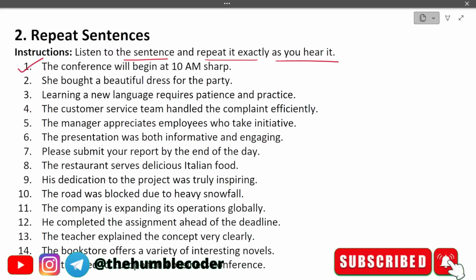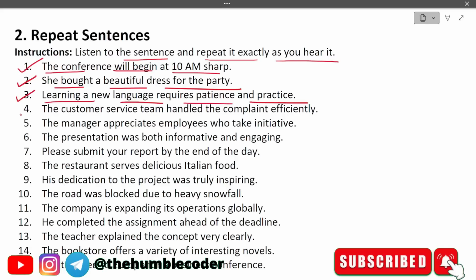You just listen to it and then practice saying it aloud. Okay. The conference will begin at 10 a.m. sharp. Second sentence. She bought a beautiful dress for the party. Third sentence. Learning a new language requires patience and practice.